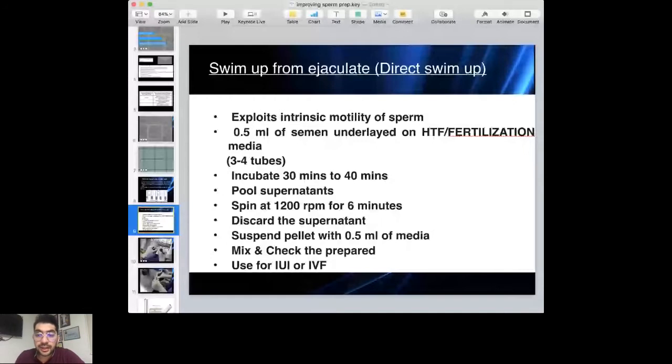Like the name suggests, you're going to layer media over the sperm. The sperms which are the fastest, or moving the best, swim up to the top, and then you pick up the supernatant and centrifuge it, and you only get those fastest or most motile sperms into your final pellet, the final thing that you're going to use, right? So how do we do this? I have a video for it, so I can play it again.